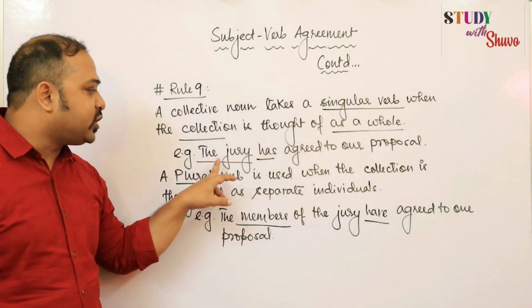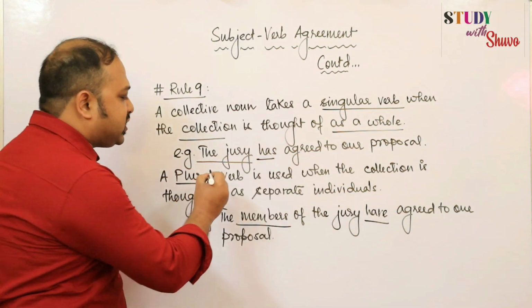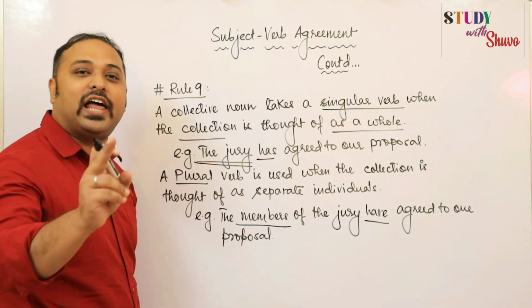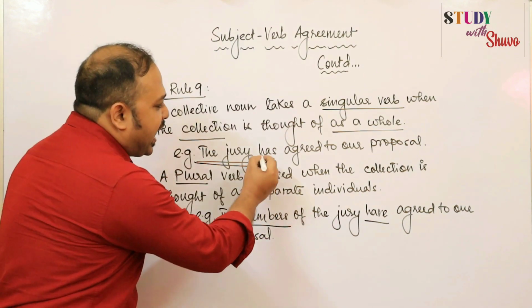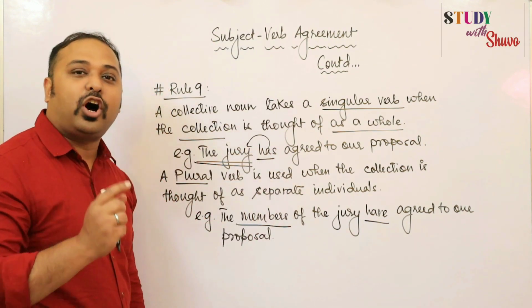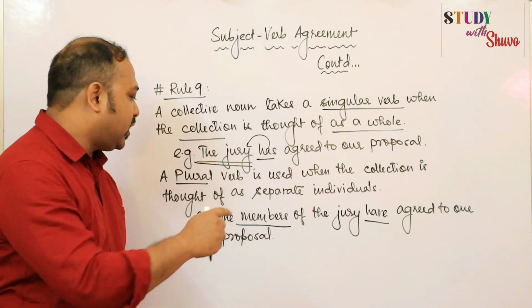For example, the jury has agreed to our proposal. Children, we can all see that the jury is a collective noun and jury is a collection of judges. And with jury we have used a singular verb because the collection, the jury, is taken as a whole.